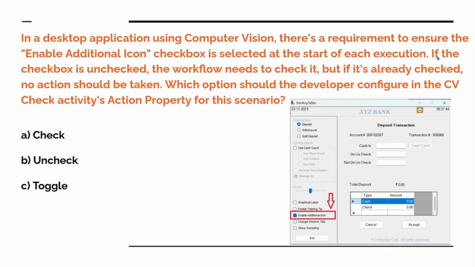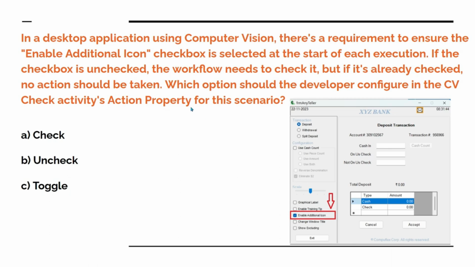Now here there is a condition. If the checkbox is unchecked, let's say initially it is unchecked, then the workflow needs to check it. But if it is already checked, no action should be taken. So this must be understood. In the application, if it is already checked, you should not take any action. If it is not checked, then you should check it. Which option should the developer configure in the CV check activity action property?